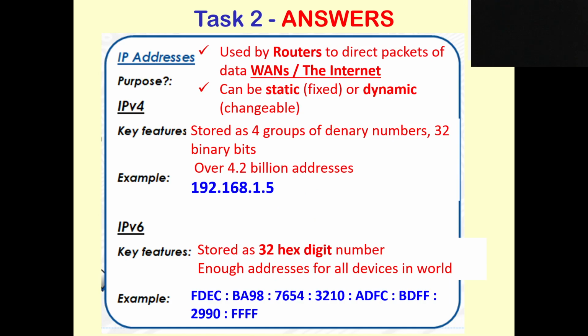Okay, checking your answer. So IP addresses are used by routers, we'll look at this more later on, to direct packets of data on a WAN or on the internet. And they can be static, fixed, or dynamic, changeable. And what are the differences between IP version 4 and 6? IP version 4 stores as 4 groups of denary numbers, 32 bits of binary, and there's over 4.2 billion addresses, and there's an example. IP version 6 stores as 32 hexadecimal digits, and there's enough addresses for all the devices in the world, and there's an example as well. Okay, let's continue.